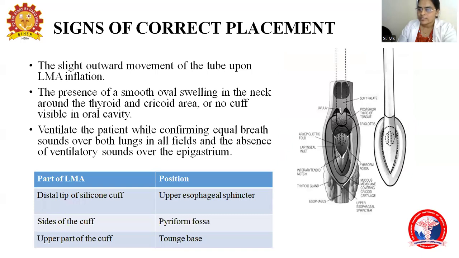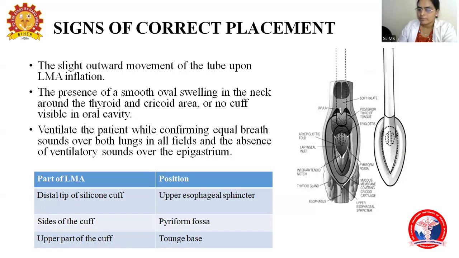The signs of correct placement, how will you find? A slight outward movement of the tube upon LMA inflation, the presence of a smooth oval swelling in the neck around the thyroid and cricoid area, and no cuff visible in the oral cavity. Ventilate the patient while confirming equal breath sounds over all the lung fields and absence of ventilatory sounds over the epigastrium.